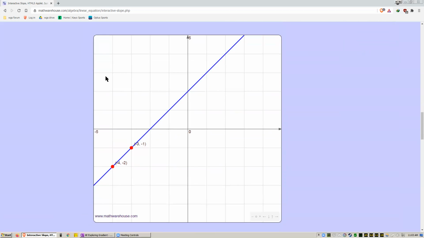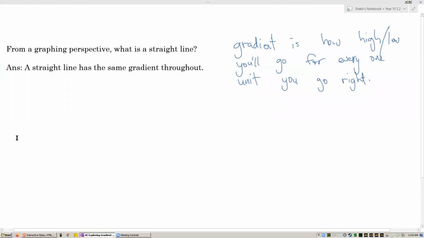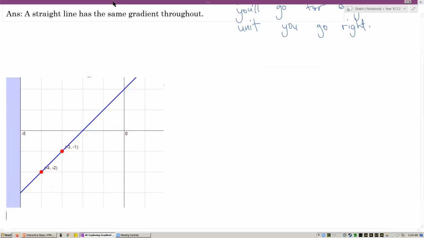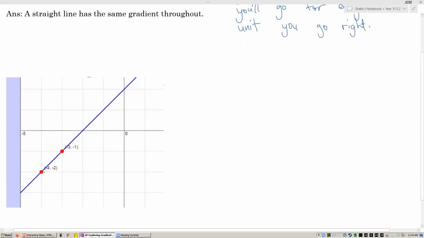That's okay, no worries. So if you have this line, then in this line, the gradient would be 1. Okay, the gradient is 1 because of rise over run.